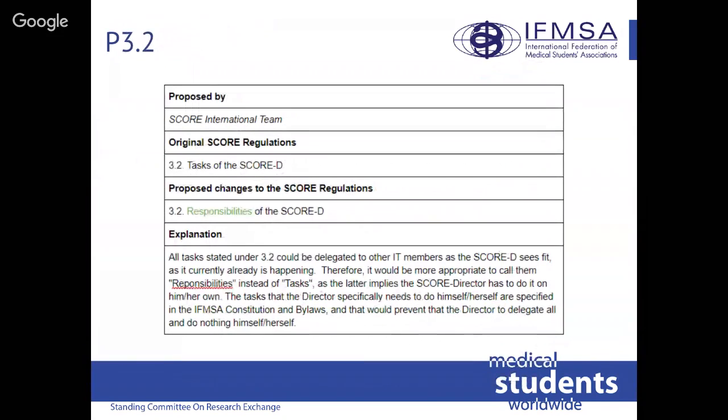Proposal 3.2 is a simple change. We're going to change the title "tasks of the SCORI director" to "responsibilities of the SCORI director." This is because all the tasks that are stated in 3.2 could technically be delegated to other team members as the SCORI director sees fit, as it is currently happening. Therefore, it's more appropriate to call them responsibilities instead of tasks, considering that the word tasks implies that the SCORI director has to do it on their own. And the tasks that the director needs to do are already specified in the IFMSA Constitution and bylaws. So this would prevent the director from delegating the tasks and doing nothing by themselves. So this is the minor wording change.